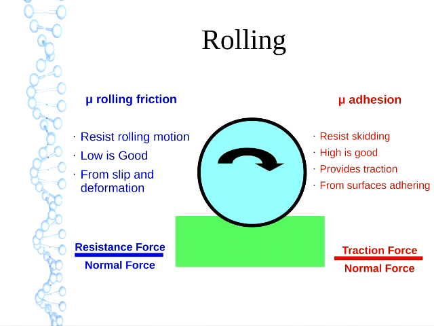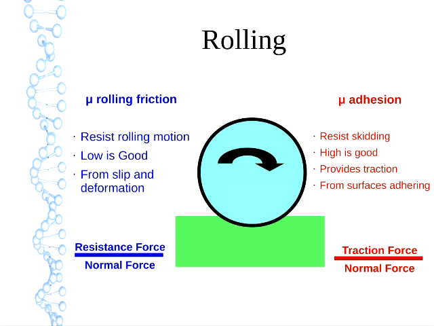And there's two coefficients here. They sound like they could be the same, but they're both different. You've got the coefficient of rolling friction. This resists the rolling motion, and you want to have a low rolling friction. It comes from slip and deformation, and it's calculated by the resistance force over the normal force.